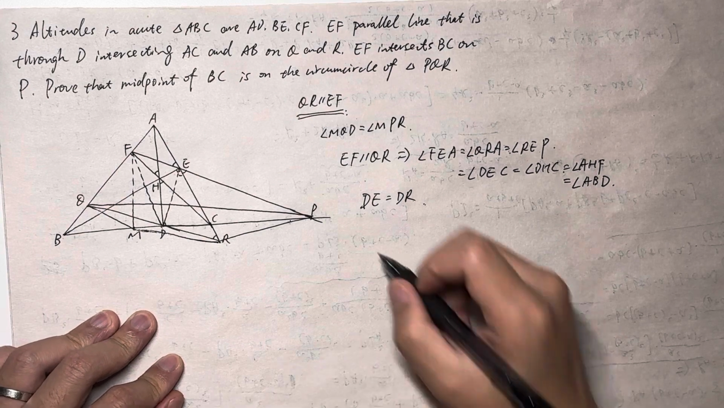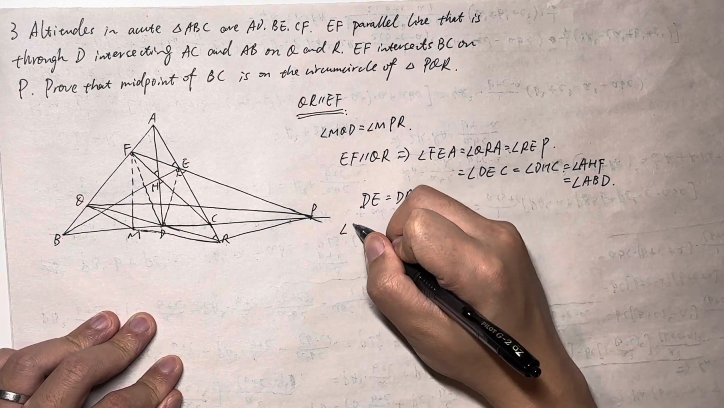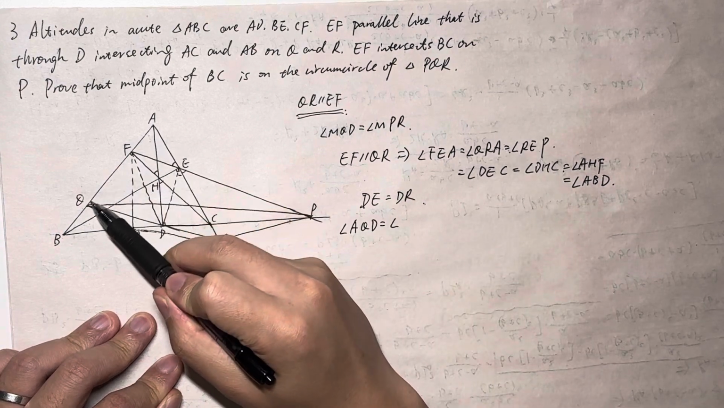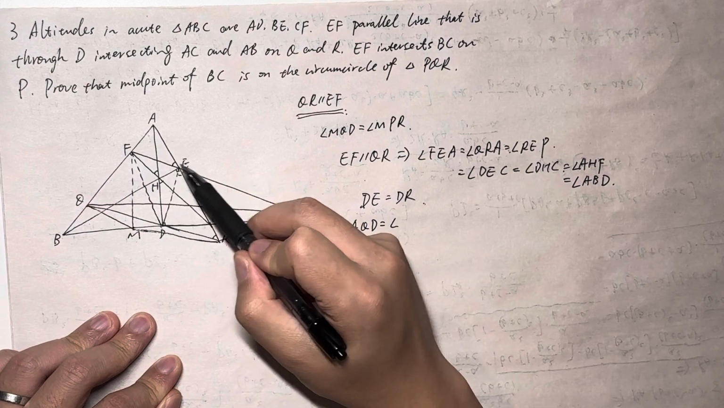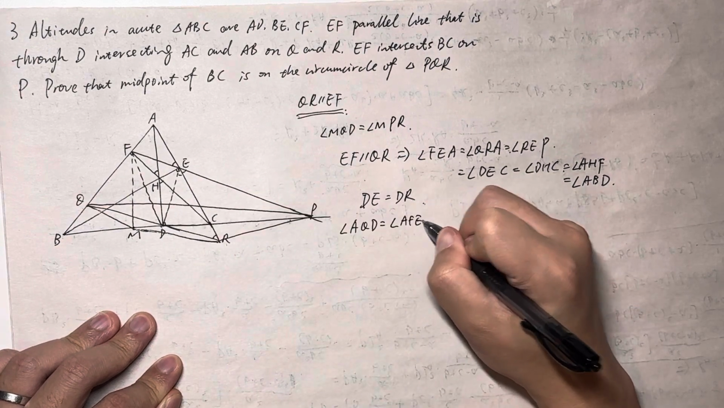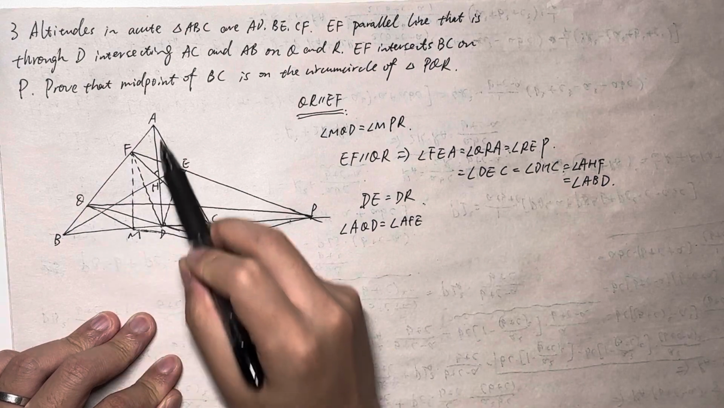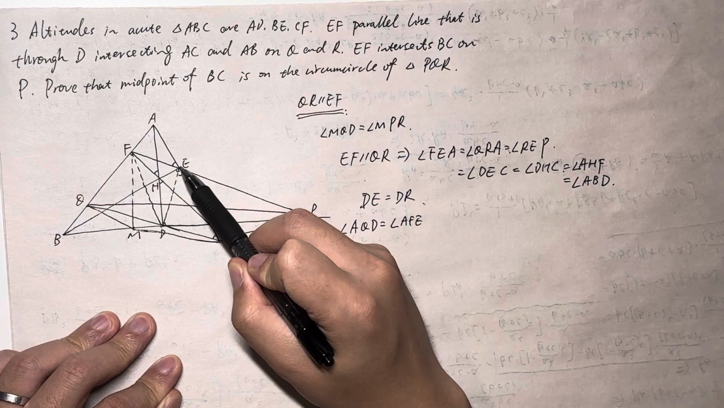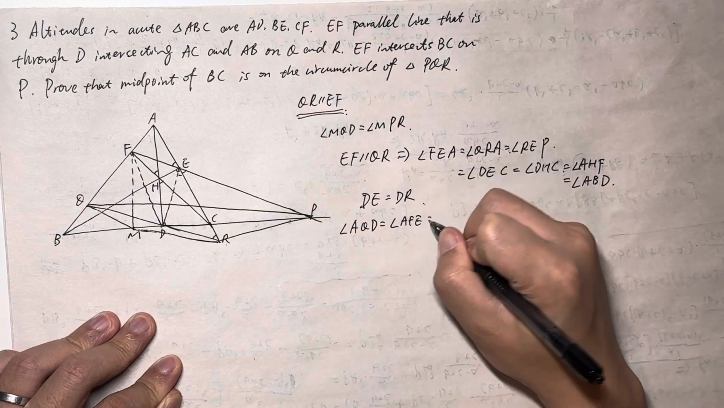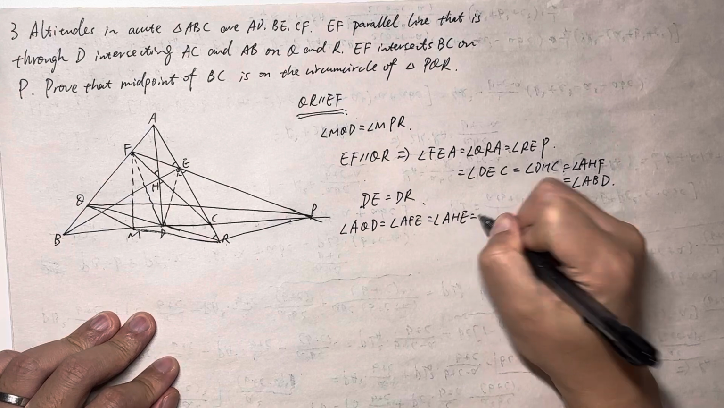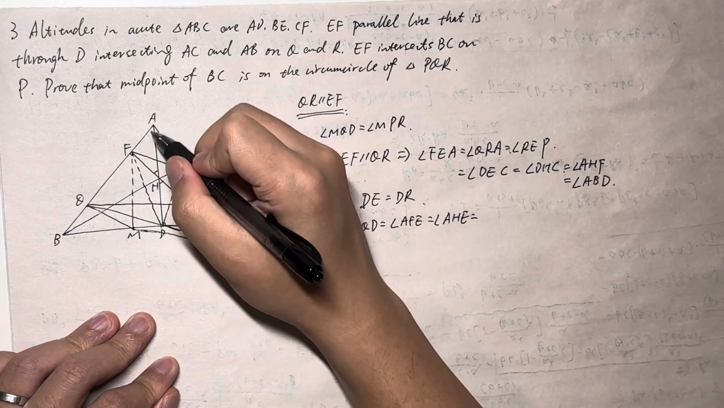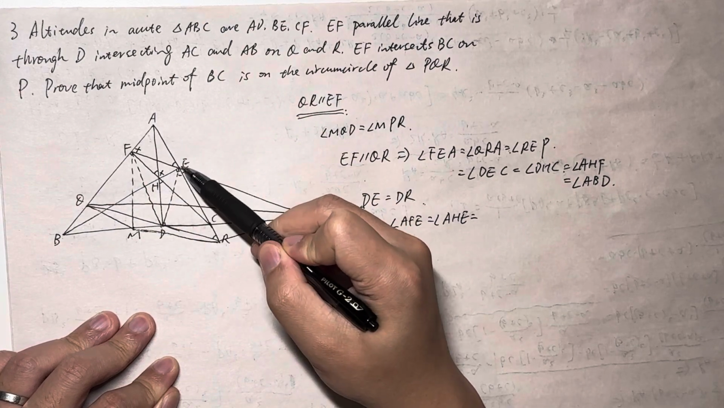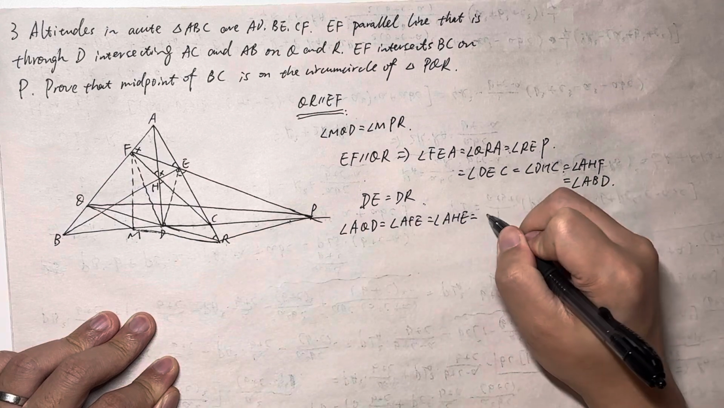So angle AQD equals angle AFE, because these two lines are parallel. And angle AFE equals angle AHE, which equals angle BHD.